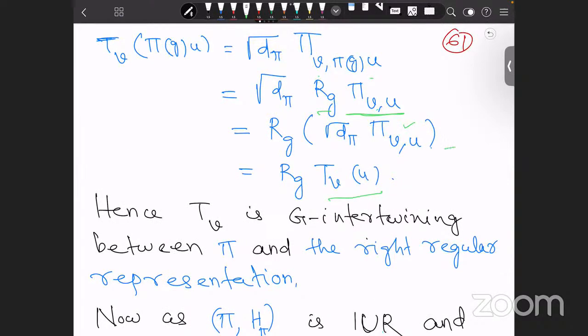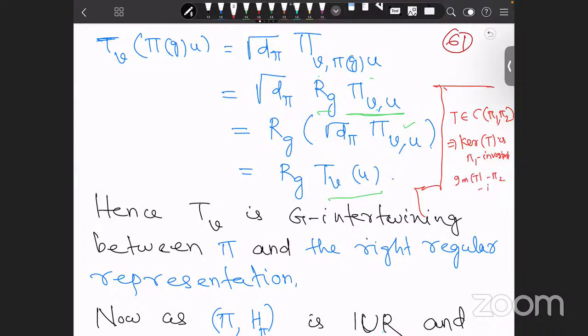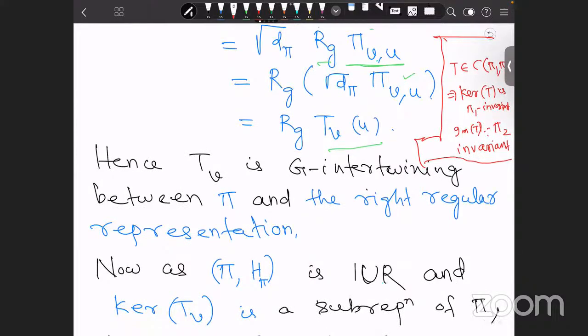Previously I have given an example exercise, so let me recall that example. If T belongs to C(π1, π2), that means the kernel of T is π1-invariant, and the image of T is π2-invariant. I have talked about this thing. Moreover, this kernel of T, since it is a closed subspace of H_π1, is therefore a sub representation. Now T_B is a G-intertwining operator between π and the right regular representation.